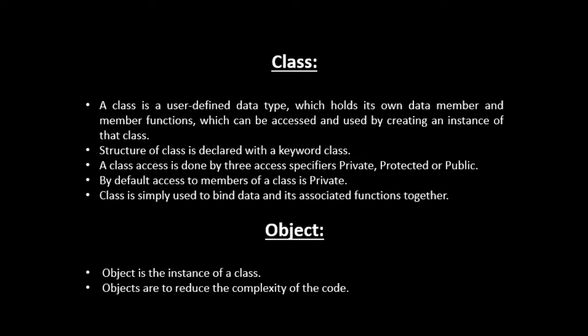Accessing the data members of a class is done in three different ways, and these three different ways are called access specifiers: private, protected, or public. So with the help of private, if we write private in a class, we cannot call the data members or functions of a specific class outside of that class.